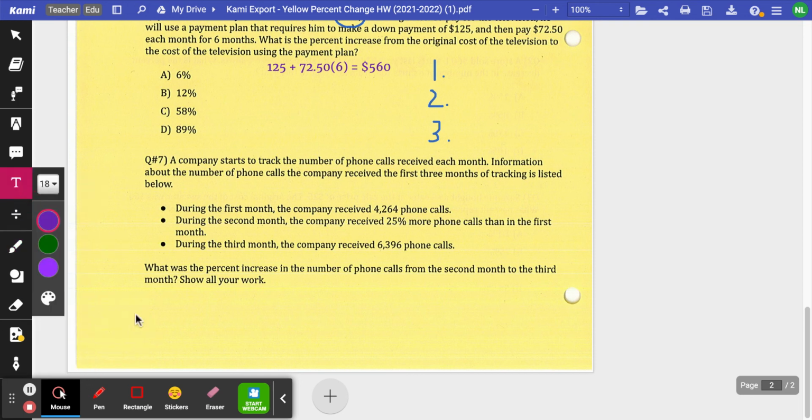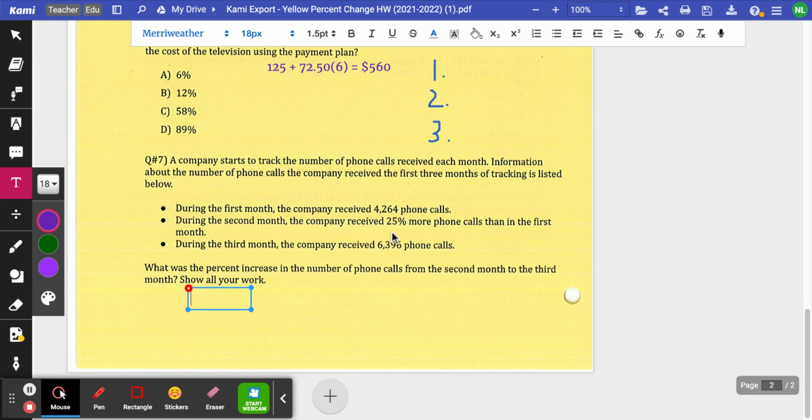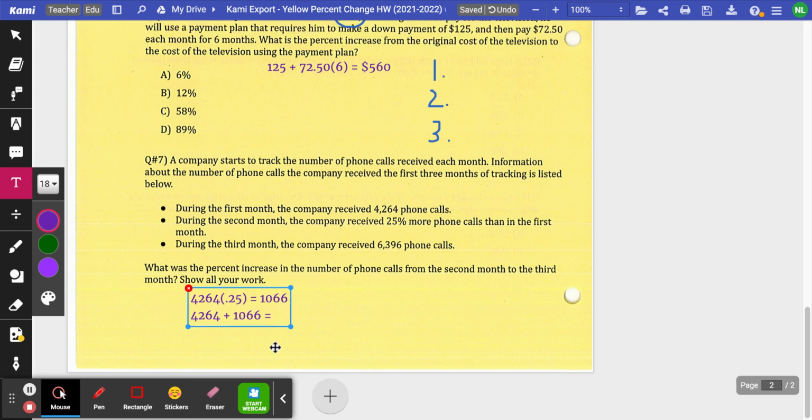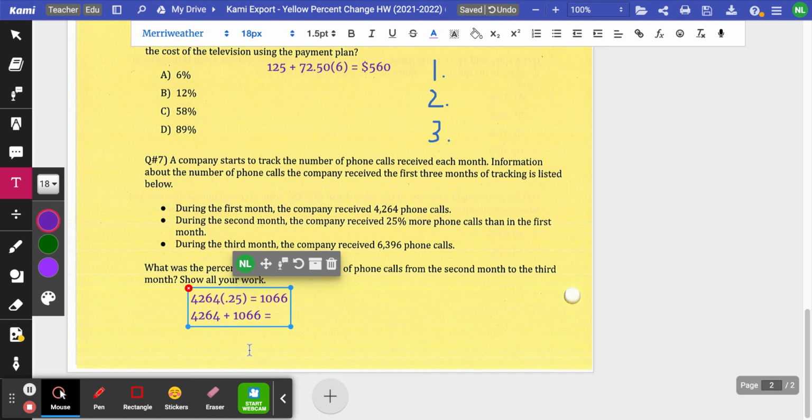So for that one, it says they got 25% more. So you're taking the 4,264 and you're multiplying it by the percent as a decimal. When you do that, you're going to get 1,066 more phone calls. Then you'd have to take that and add it to this, so you have to figure out that answer. That's going to give you the amount of the second month.